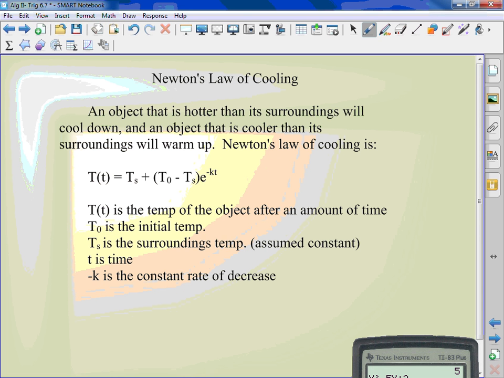The law of cooling is T of t, that's the temperature of the object after a certain amount of time, equals T sub s, that's the temperature of its surroundings. We're assuming that the temperature always stays constant. Plus, T sub 0 is the initial temperature of the object. k is the constant rate of decrease. t means time.